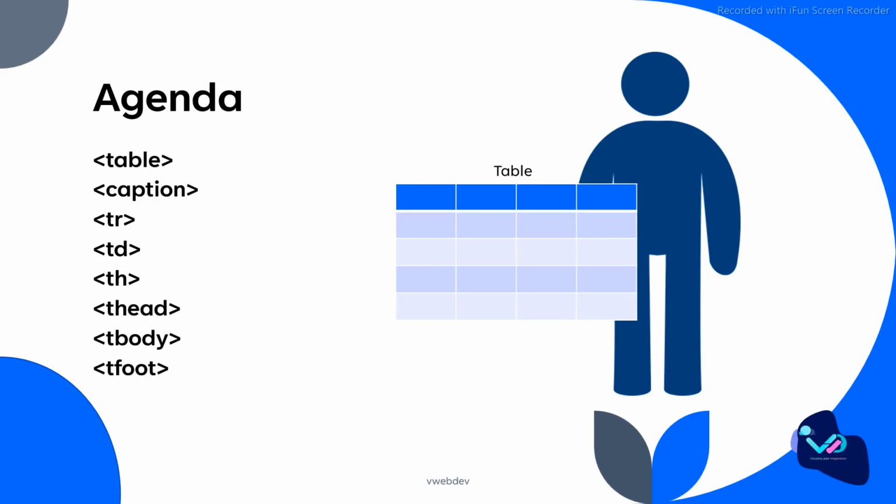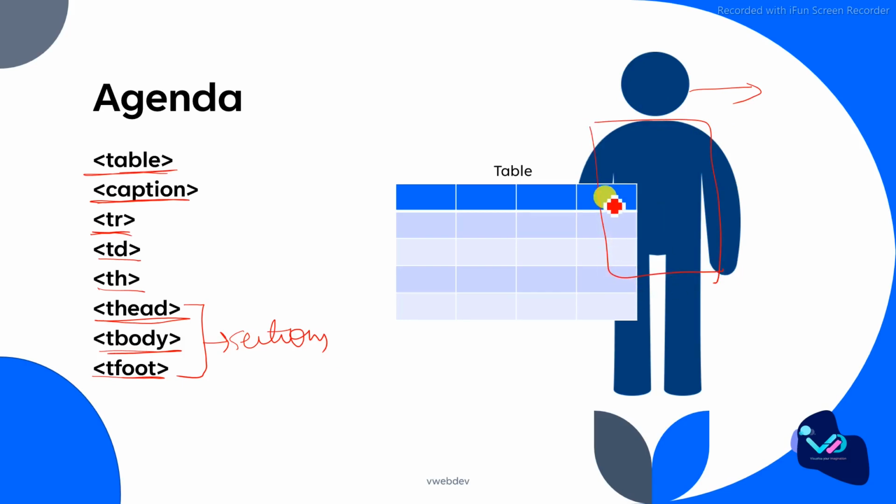Now let's look at some of the elements that are used in the table. First we have the table element, and then the caption element, and then tr, td, th, and then thead, tbody and tfoot. The thead, tbody and tfoot are the three sections of the table. If you look here, the picture has the head section, then the body section, and then the foot section. The table also has a head section, a body section and a foot section, and each of those sections has rows and columns. In addition to that, we also have the caption element.